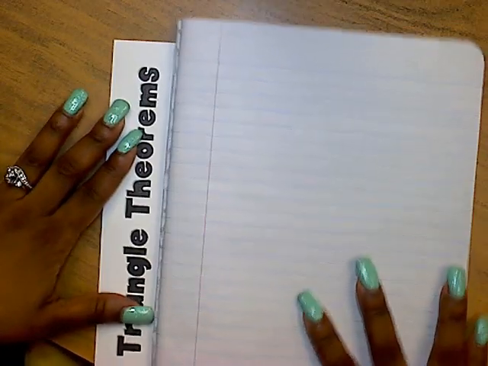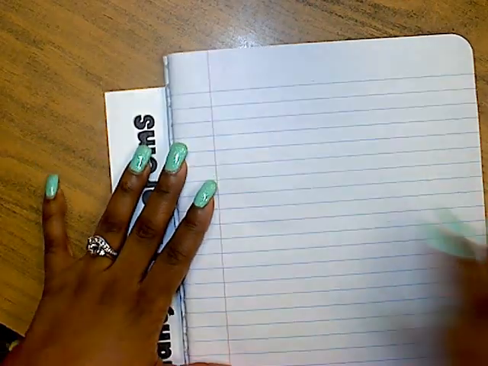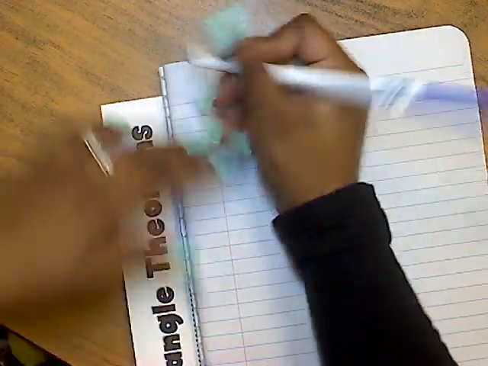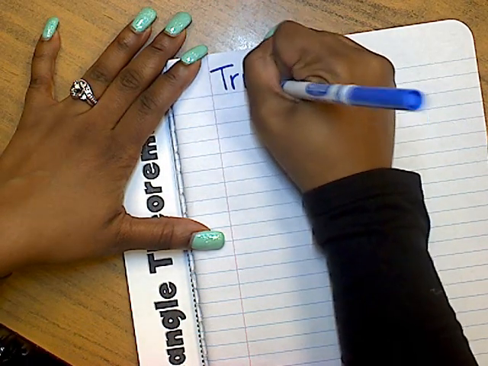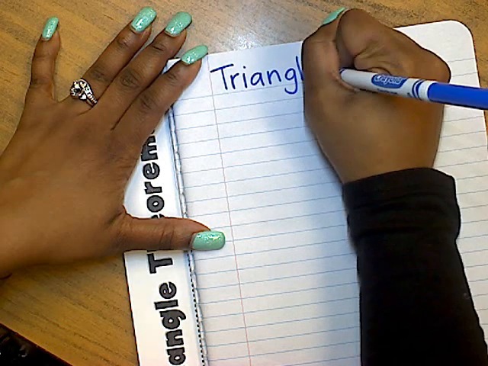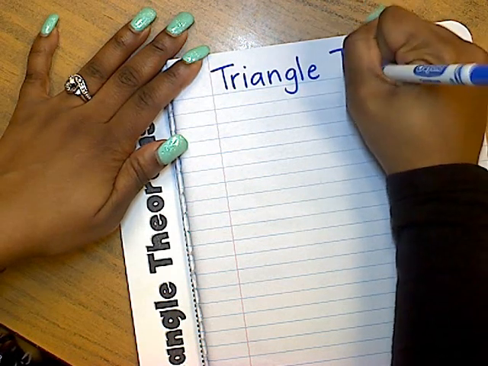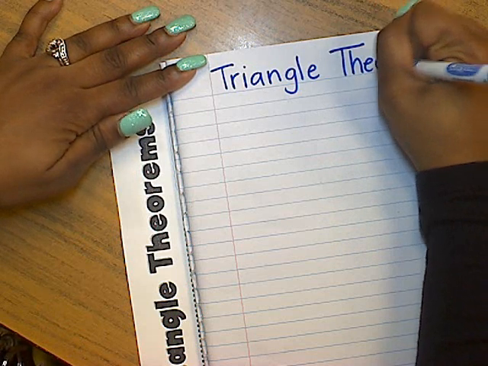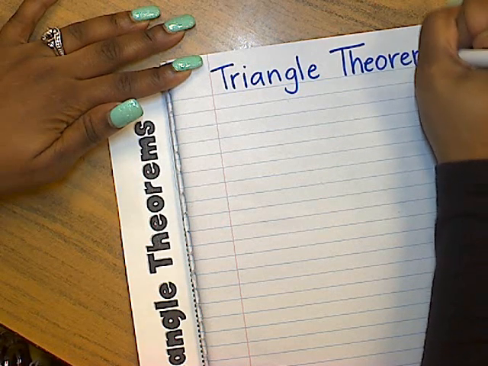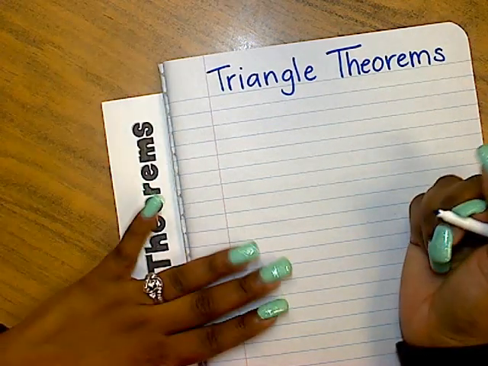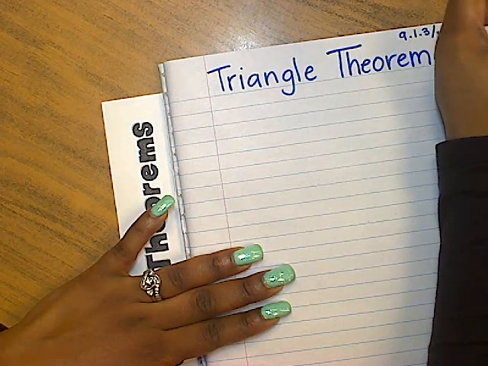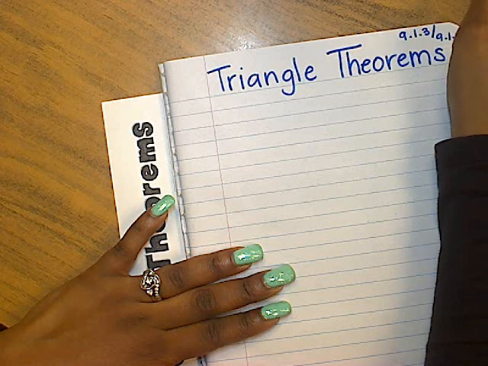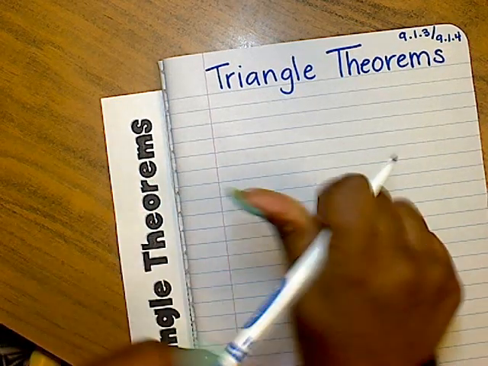We're going to start by writing at the top, triangle theorems, at the top of your notebook page or your piece of paper. And if you're wondering where this comes from in the book, it's going to be section 9.1.3/9.1.4. So just so you understand where it's coming from.